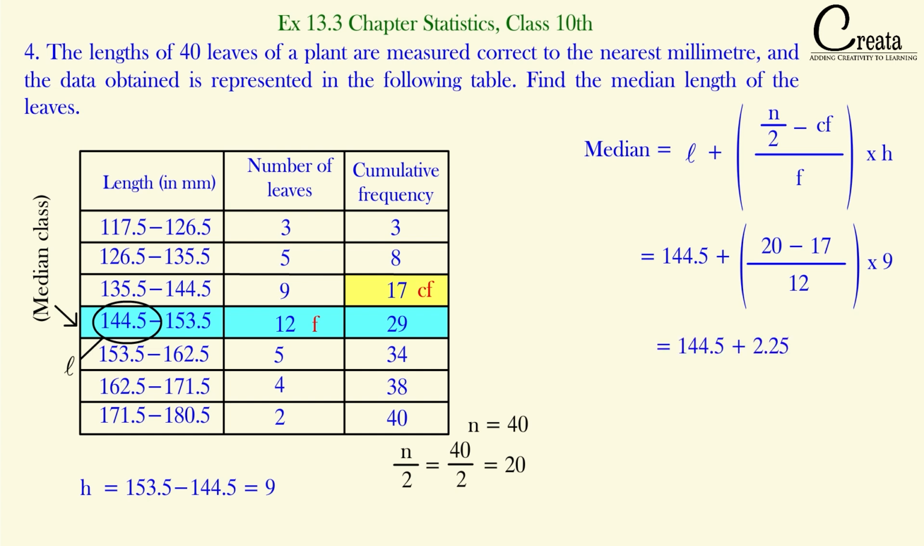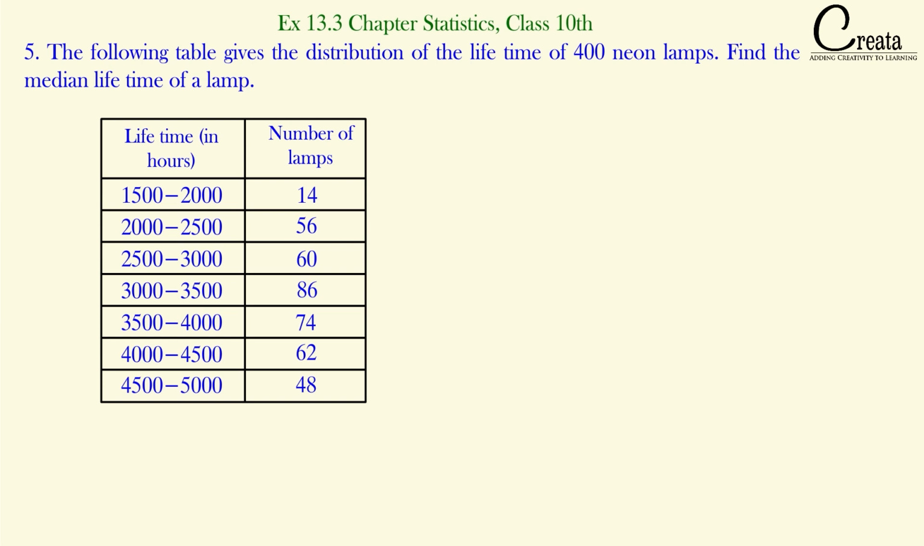Let's solve it. We got the median as 146.75. That is the answer. If you observe, this median is coming in our median class range, so our answer is correct. We got the median length of the leaf as 146.75 mm. So we are done with this question. Let's move to the next question.